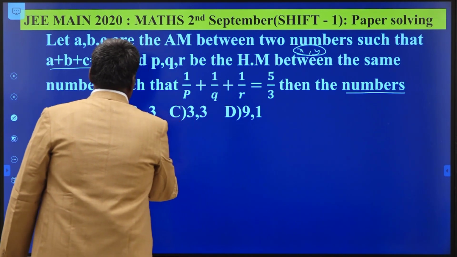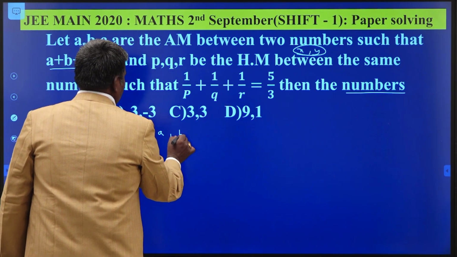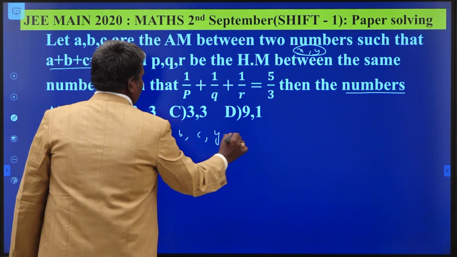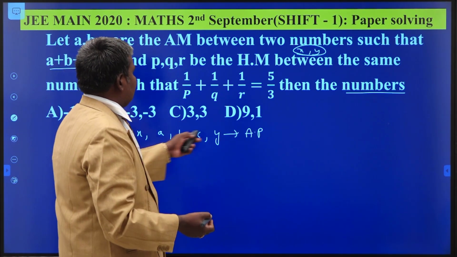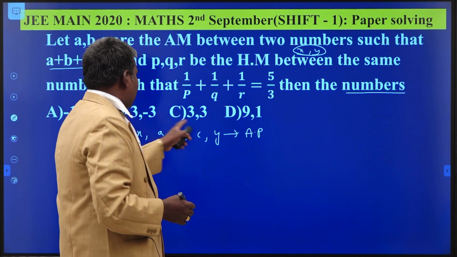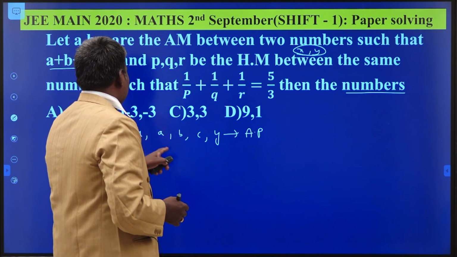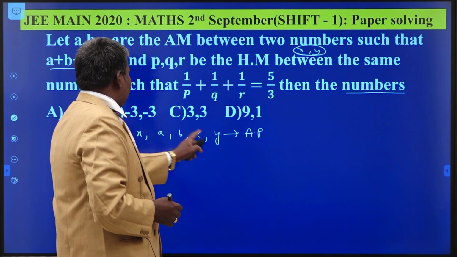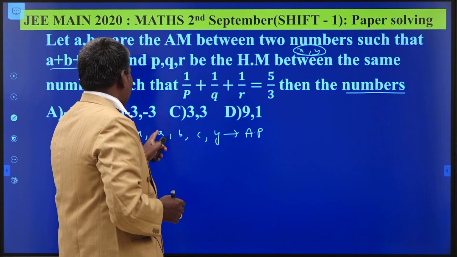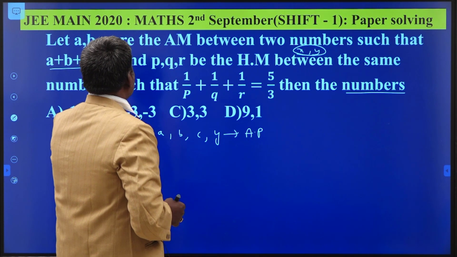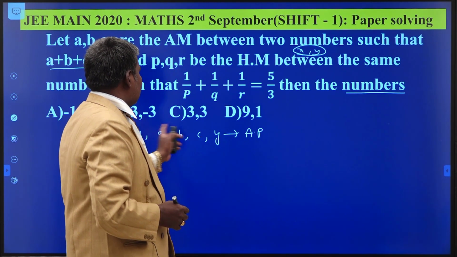Then what happened? X, A, B, C, Y are in arithmetic progression. This is the definition of arithmetic means. Some numbers are in arithmetic progression. These are between X and Y. We say that these are in arithmetic progression. So A, B, C are the arithmetic means of the two numbers X and Y.